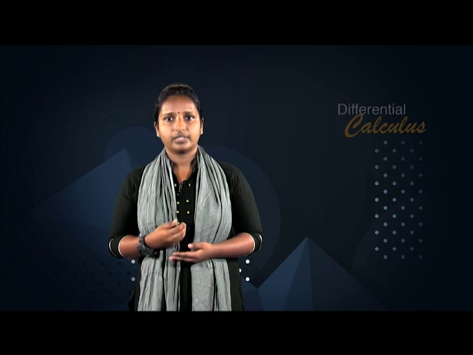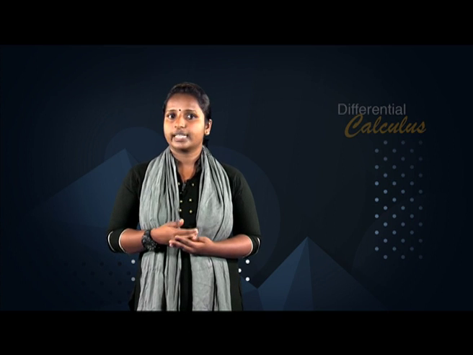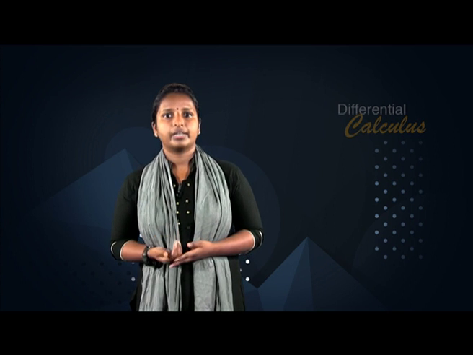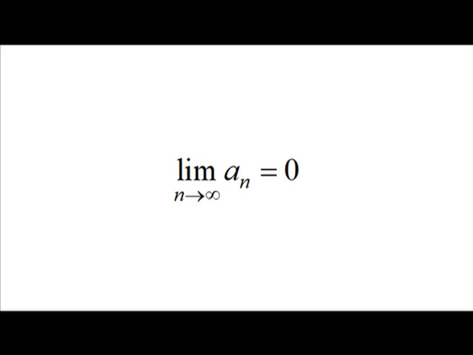The main thing to do this proof is to note that negative of absolute value of a_n is less than or equal to a_n, which is less than or equal to absolute value of a_n. By assumption, the limit of absolute value of a_n as n approaches infinity is 0, and then by application of the constant multiple rule, the limit of negative absolute value of a_n as n approaches infinity equals negative times the limit of absolute value of a_n as n approaches infinity, which is equal to 0. Then by the sandwich theorem, the limit of a_n as n approaches infinity is 0.